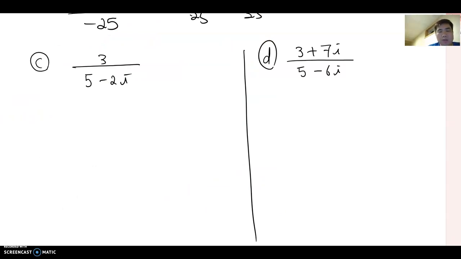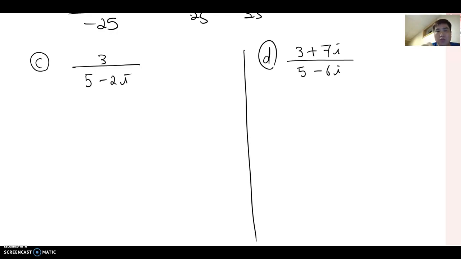Let us see: 3 over 5 minus 2i. Unlike the previous two questions, now the denominator is a complex form. Even though you multiply by i on the denominator, we still have i, because 5 times i becomes 5i. So we cannot just multiply by i. Then what can we do to make the denominator rational? The key point is conjugate factoring.